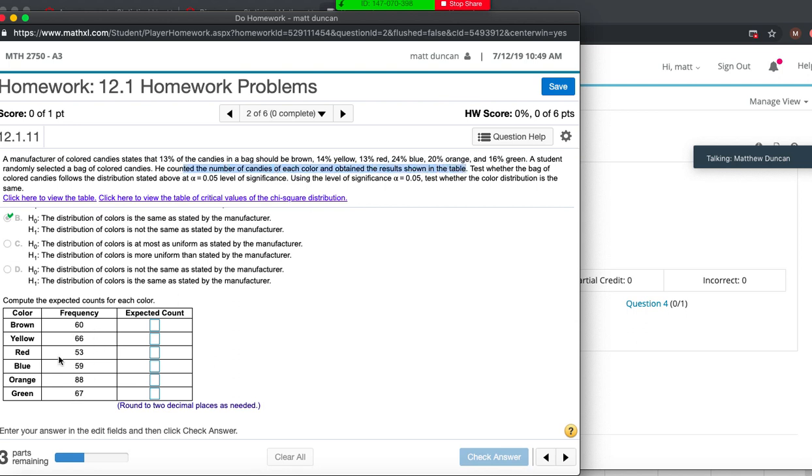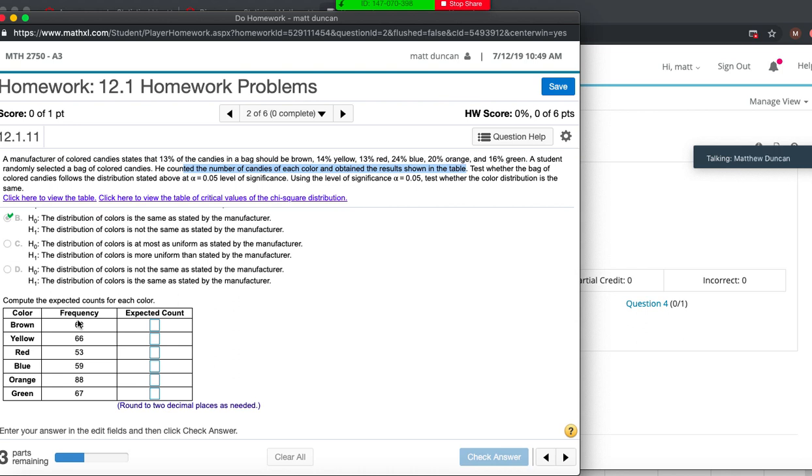So this information right here is from a sample. Now, we don't expect the counts to be perfect, right? We don't think that the company painstakingly goes through every bag and makes sure that it's exactly 13% brown and exactly 14% yellow, but we think that it's close to that.